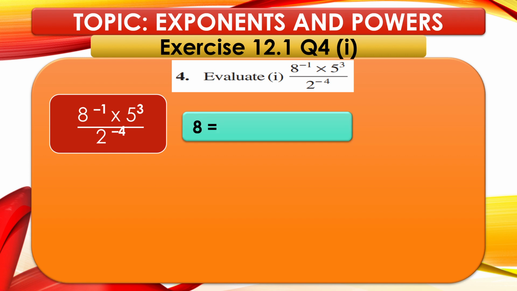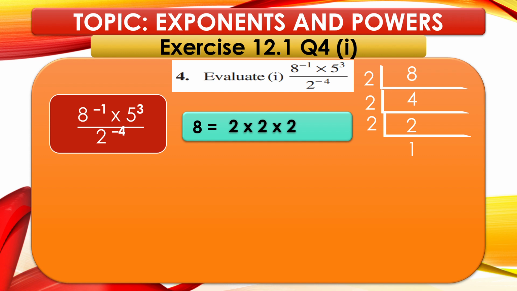So first we will identify the number which is not prime, that is 8, and we will do the prime factorization of 8. 8 divided by 2, 4, again divide by 2, 2, again divide by 2, 1. So 8 can be written as 2 into 2 into 2, which is 2 to the power of 3. Now in the expression we can replace 8 by this exponential number.